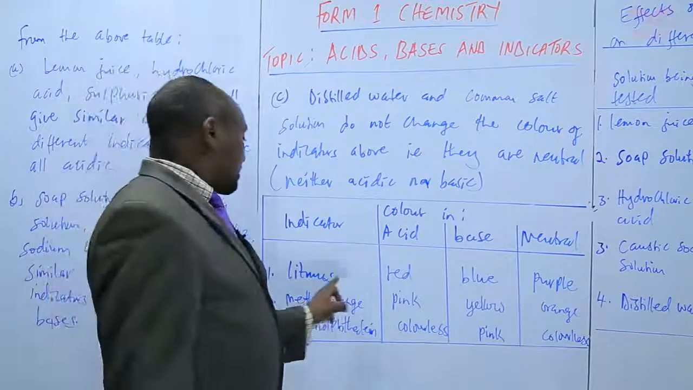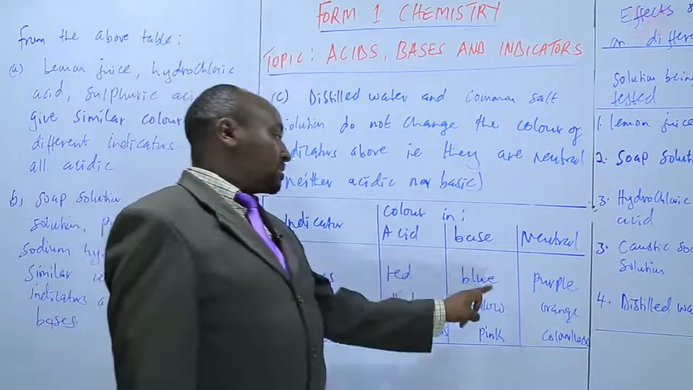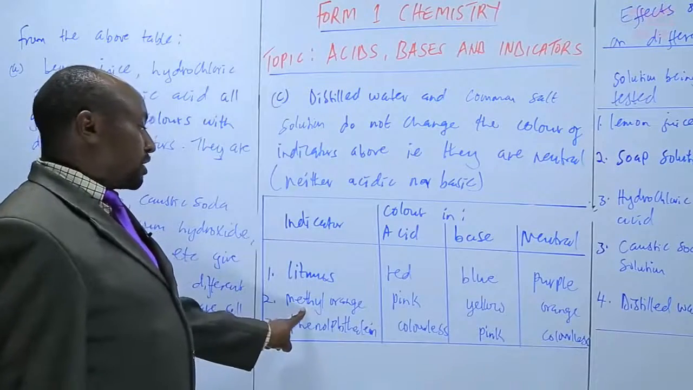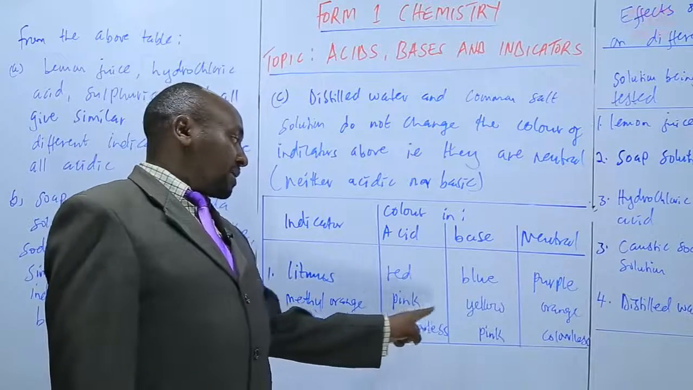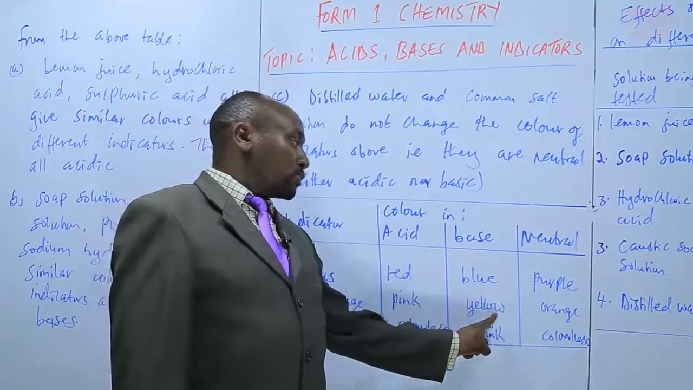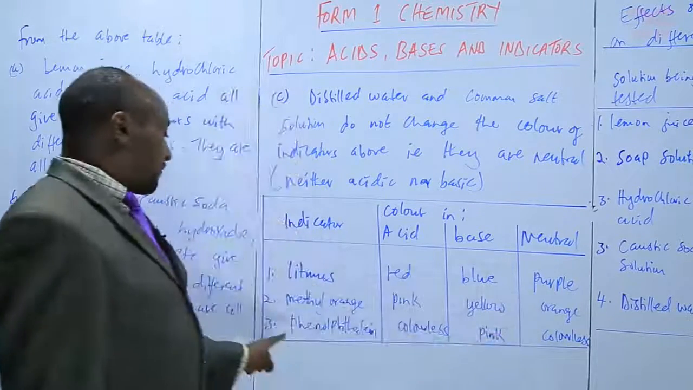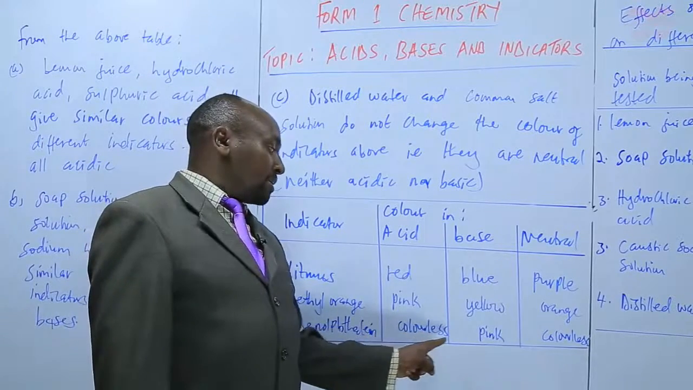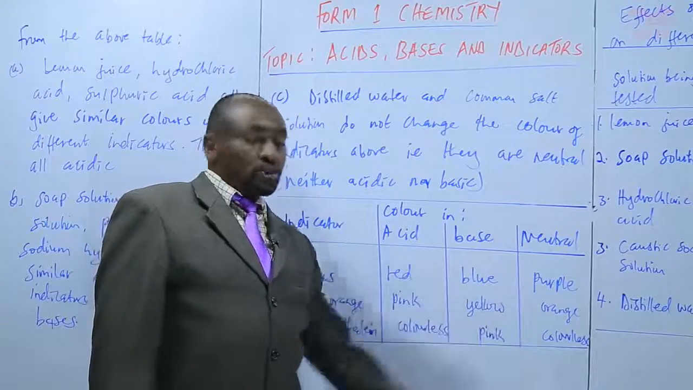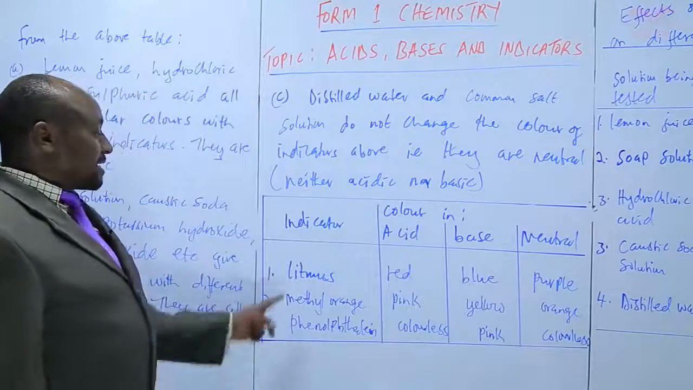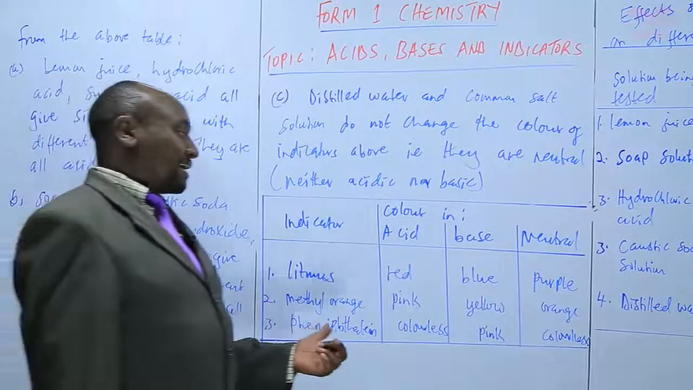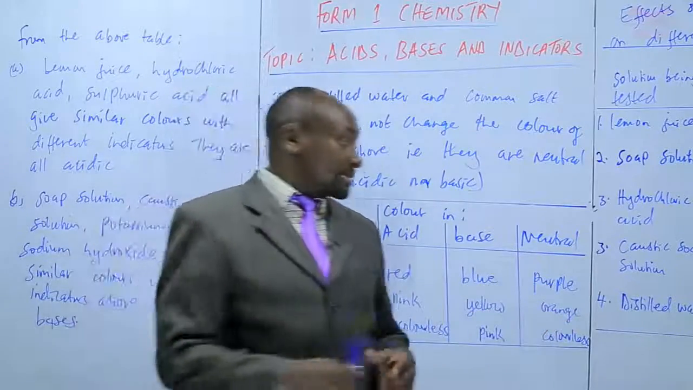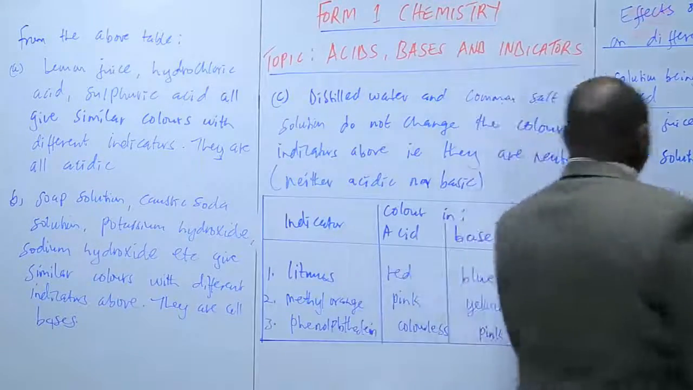So color in acid: litmus is red. In base, it is blue. In neutral, it's purple. Methyl orange, in an acid, it is pink. In a base, it is yellow. In a neutral solution, orange. Phenolphthalein, if you put it into an acid, it is colorless. In a base, pink. In a neutral solution, colorless. So that tells us that indicators give us different colors in an acid and different colors in a base. So you can have an assignment.